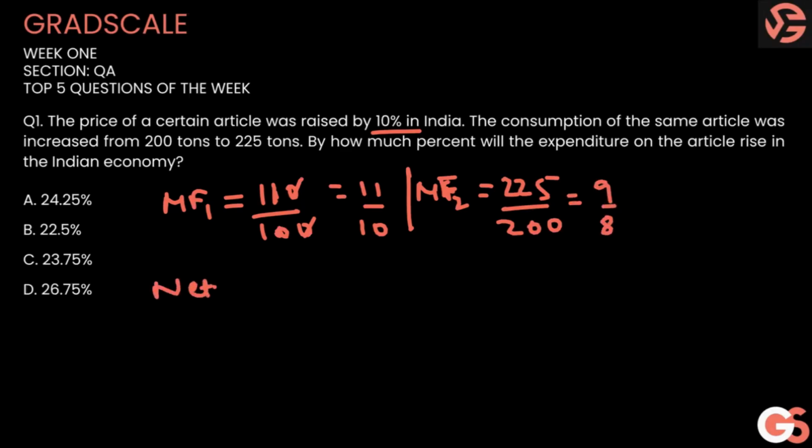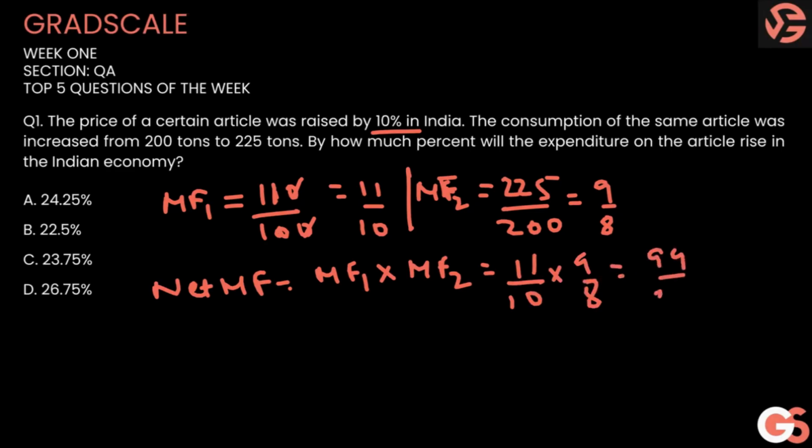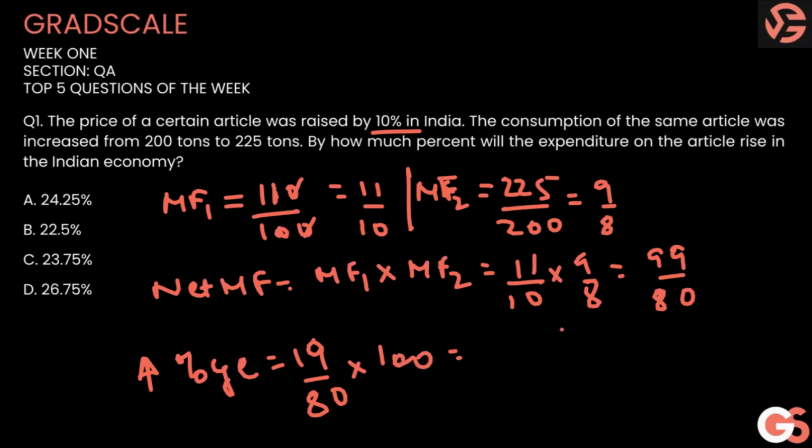So the net multiplication factor becomes multiplication factor 1 times multiplication factor 2. So that is 11 by 10 into 9 by 8, which is 99 by 80. Hence, the net increase in the expenditure on the article in the Indian economy becomes, so increase in percentage becomes 19 by 80 multiplied by 100, which is equal to 23.75%. Hence, C is the right answer.